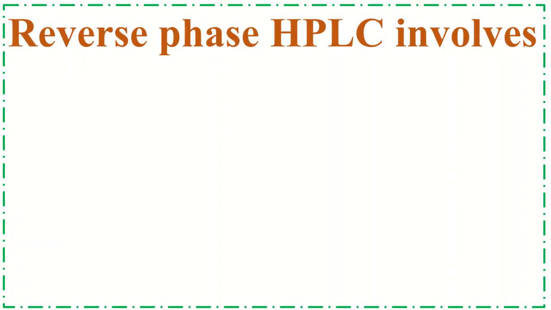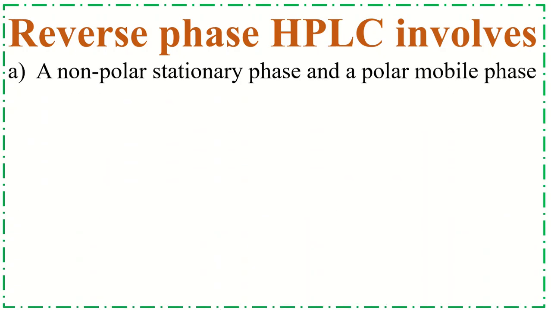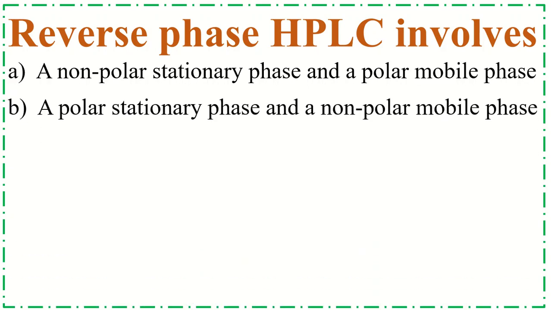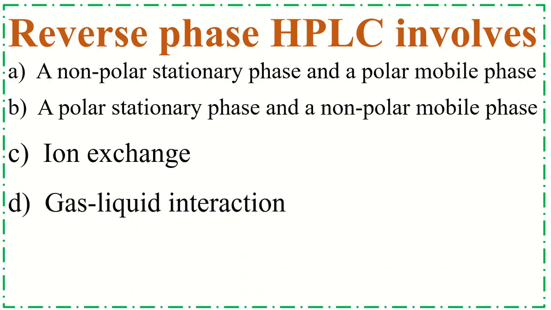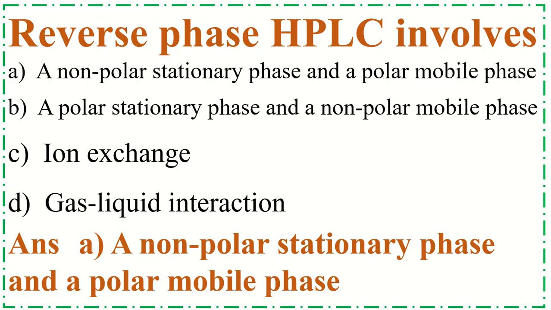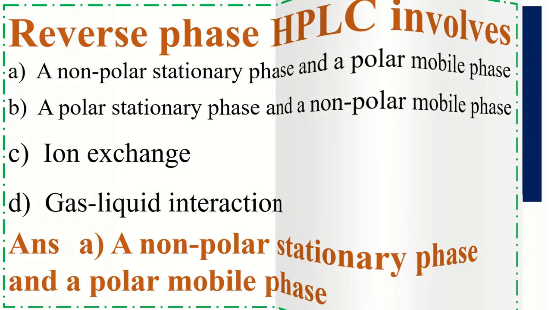Reverse phase HPLC involves option A a non-polar stationary phase and a polar mobile phase, option B a polar stationary phase and a non-polar mobile phase, option C ion exchange, and option D gas-liquid interaction. Correct option is A, non-polar stationary phase and a polar mobile phase.